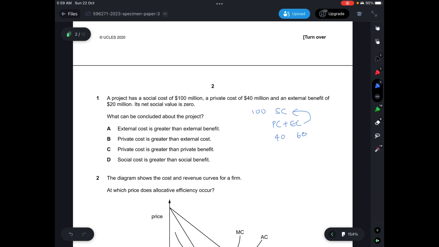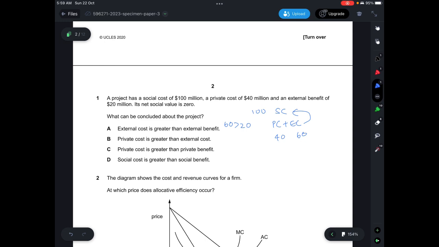All right. If you look at the four options here, option A says that our external cost is greater than our external benefit, which is correct, because the external cost here is 60 million and our external benefit is 20 million. 60 is more than 20. Then that means this is correct.